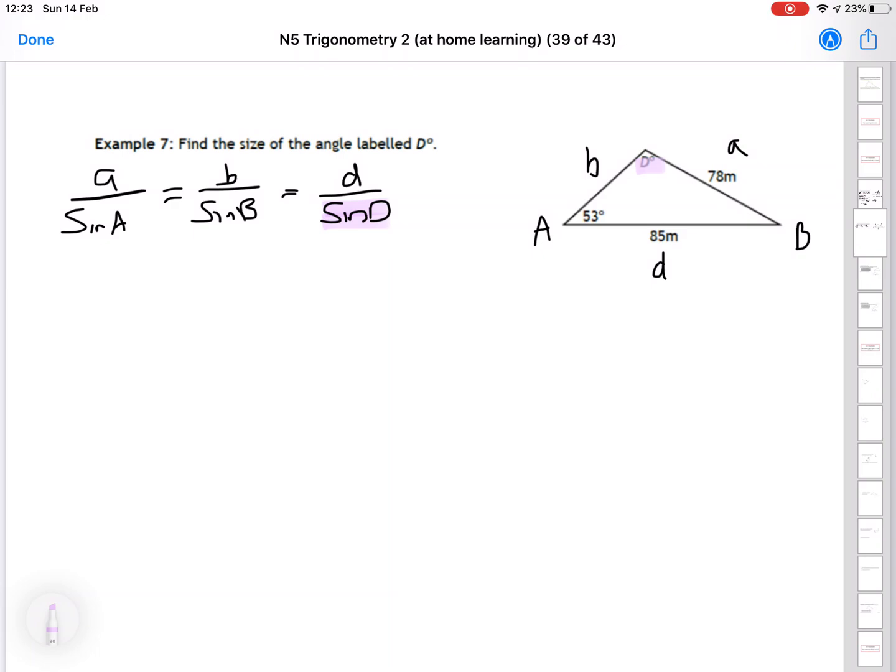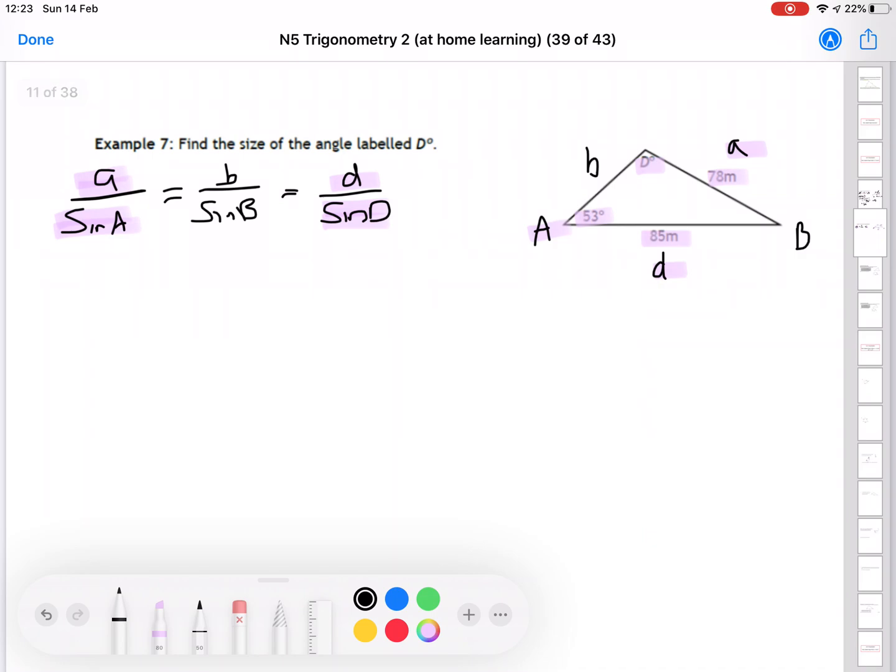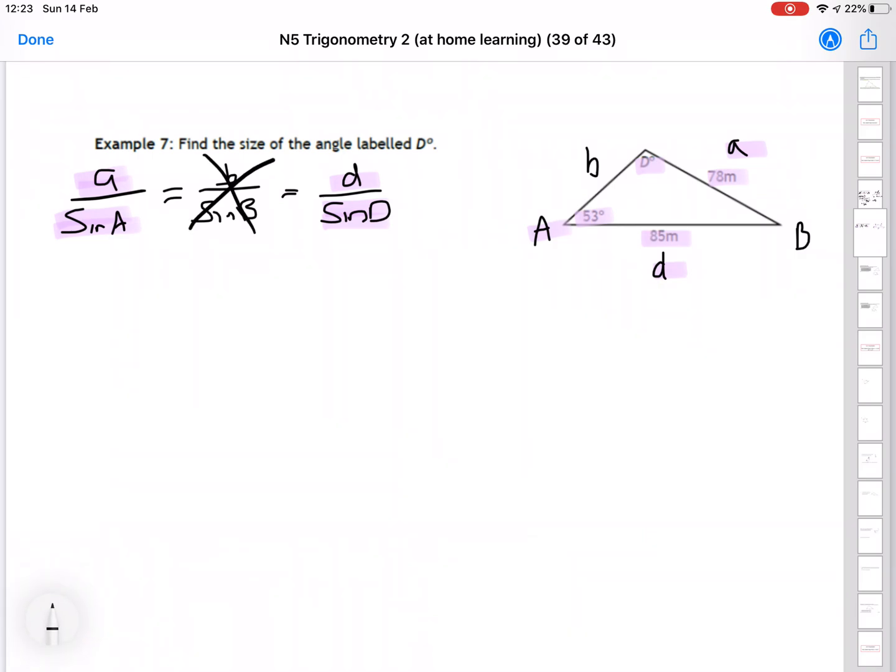And we have this side that matches that, straight across. So we have small letter d, so we can highlight that. And then we have the angle at A, so we can use that bit, and we have this side straight across from it, so we've got the small letter a. So we can just leave out the middle part, and we're going to use a over sine A equals d over sine D.